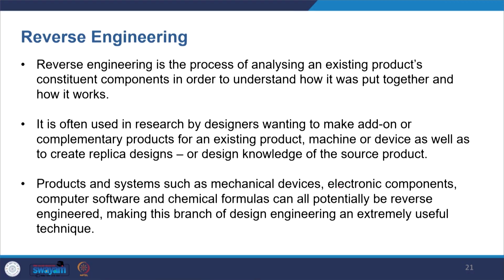So, let us say you have brought a new water cooler, and a company wants to manufacture a water cooler. What will it do? It will get the water cooler, completely divide the parts, separate the parts, and then try to see how it has been built, which parts have been used and what the process is. Once it understands the process, if it feels it can improve upon it, then it can obviously create a better product. Products and systems such as mechanical devices, electrical components, software, and chemical formulas can all potentially be reverse engineered, making this a very useful technique.